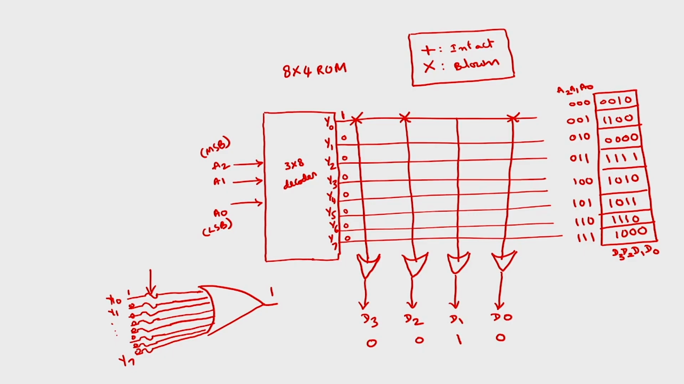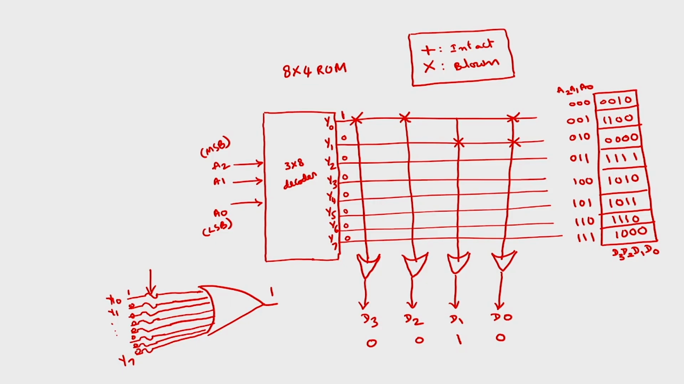Now if I give the second address 0 0 1, the data that I want to store there is 1 1 0 0. So Y1 will be 1 when A2 A1 A0 is 0 0 1. If I keep the Y1 connection to all the 4 OR gates, the output will be 1 1 1 1, but I want the output as 1 1 0 0. So you have to break the connections of the D1 and D0 OR gates, so that D1 and D0 become 0 0. These two have to be broken. The remaining connections are all intact. If I give the address 0 0 1, the data output will be 1 1 0 0.